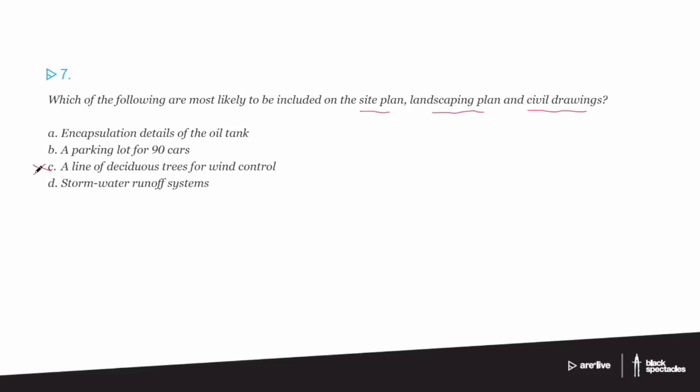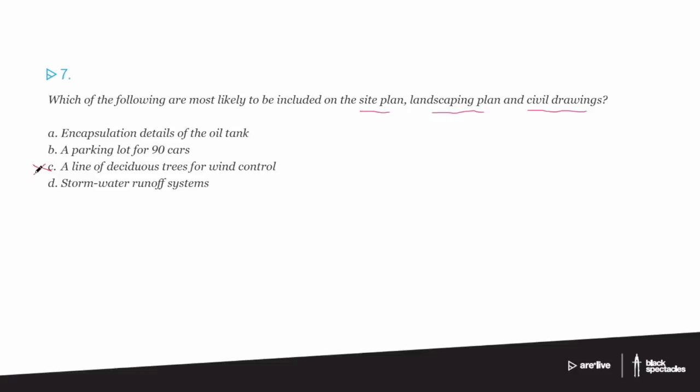So there's something there that's going to be about an oil tank in that. But that doesn't necessarily mean that that's the information that's going to show up on the site plan, the landscape plan, and the civil drawings. How about a parking lot for 90 cars?